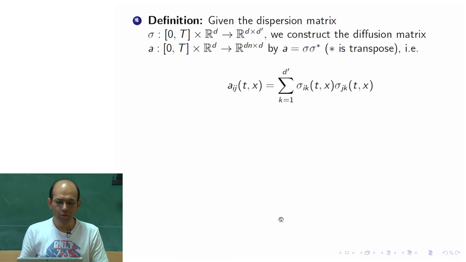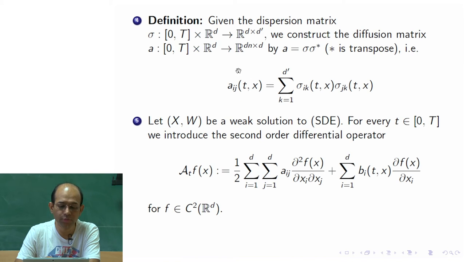Now we define a few more definitions and notations for a particular theorem which we are going to see next, whose proof we are also going to see today. The definition: let sigma be a function of time and space, and sigma is a rectangular matrix of size d cross d prime, and a equals sigma sigma star, which takes time and space to d cross d, a square matrix. Star stands for transpose. a_ij(t,x) is defined as the sum of sigma_ik(t,x) sigma_jk(t,x), where k runs from 1 to d prime. This is called the dispersion matrix, and this is called the diffusion matrix.